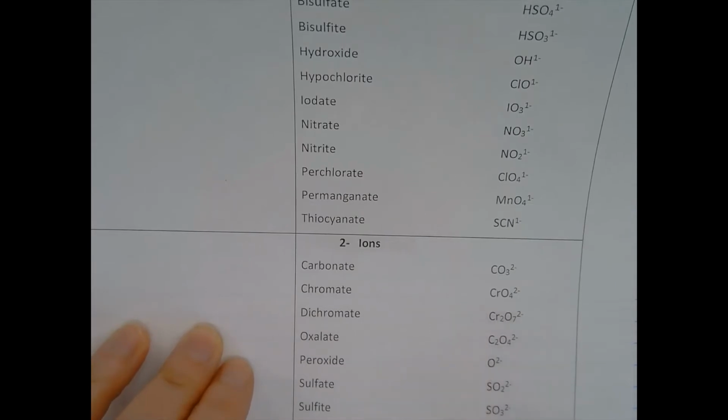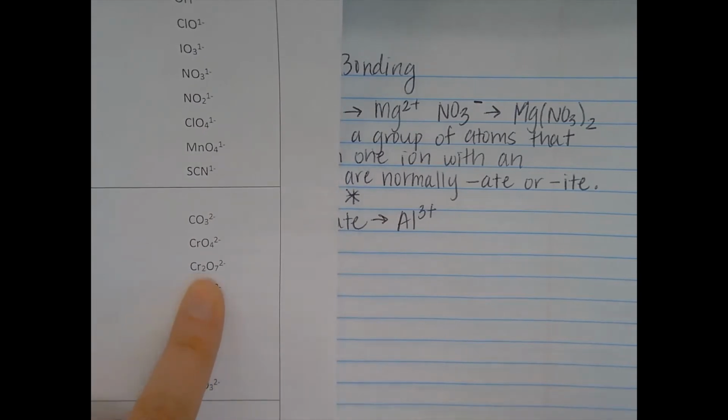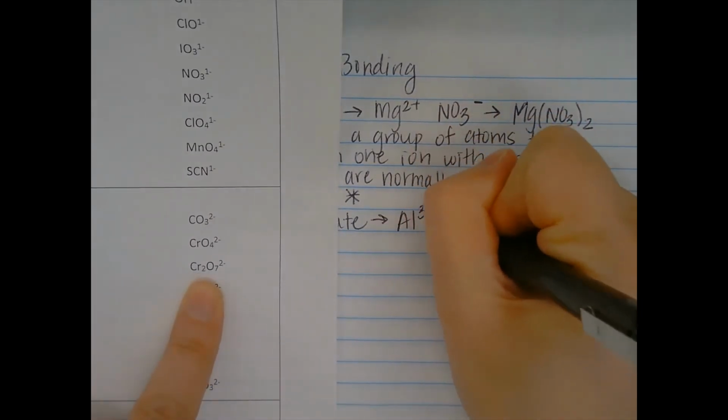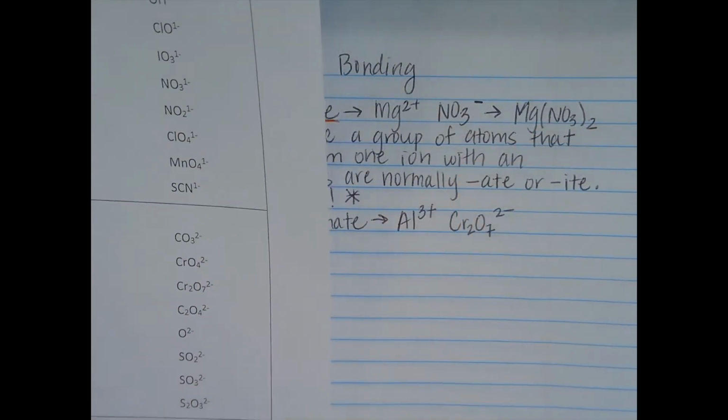This is my peanut M&M for my dichromate. It's a group. That's the group I can't split up. Okay? So if I'm writing this in for my notes, my dichromate is right here. Then I have Cr2O7, and the whole thing has a 2- charge.